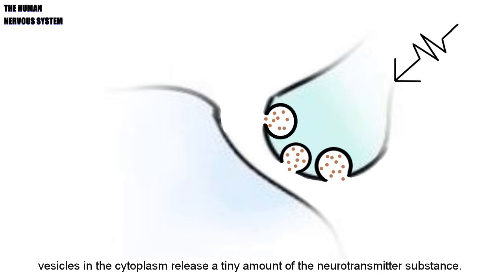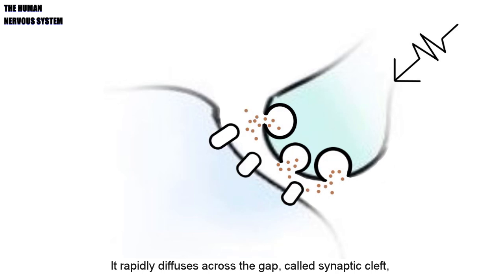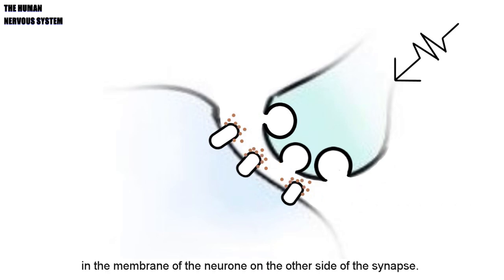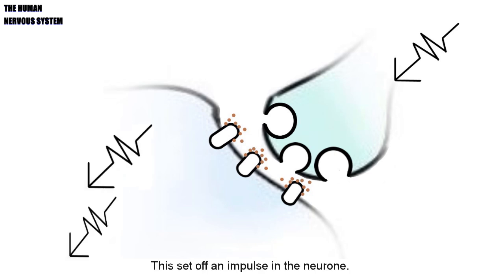neurotransmitter substance. It rapidly diffuses across the gap, called the synaptic cleft, and binds with neurotransmitter receptor molecules in the membrane of the neuron on the other side of the synapse. This sets off an impulse in the neuron.